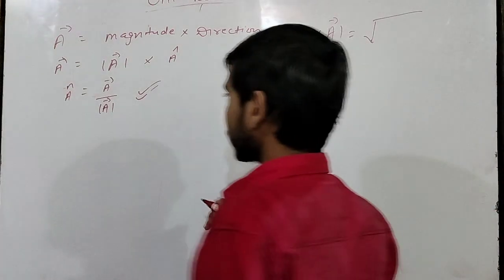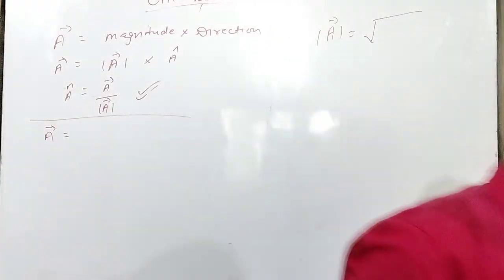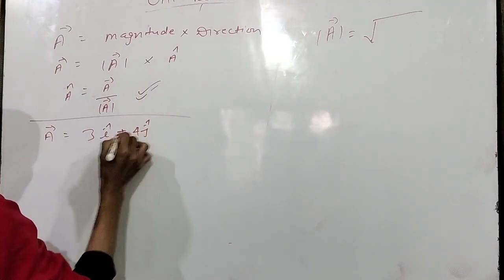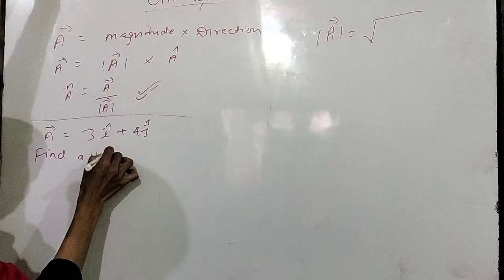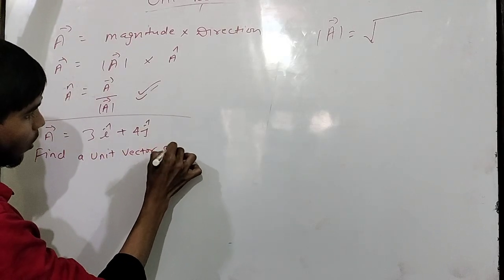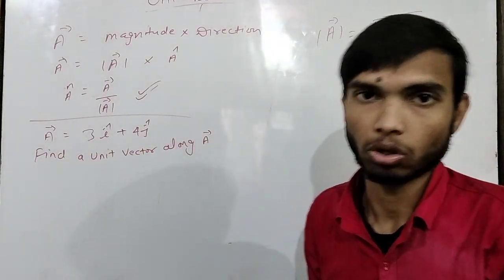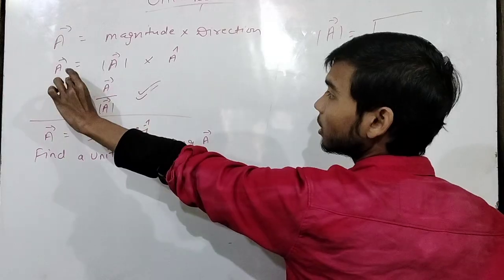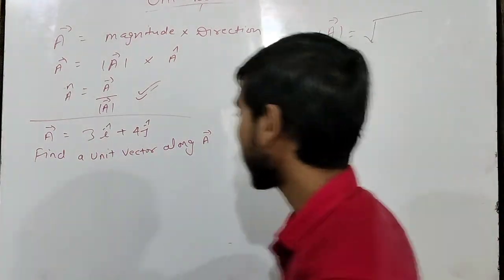Now let's take a question for this. We have this vector, and the question is saying 3i plus 4j. Find a unit vector along this vector. Unit vector means a cap. Of course, when the question says find a unit vector, we will use this formula so that we can get this a cap. It's not difficult once you understand it. Clear? This is the complete question.